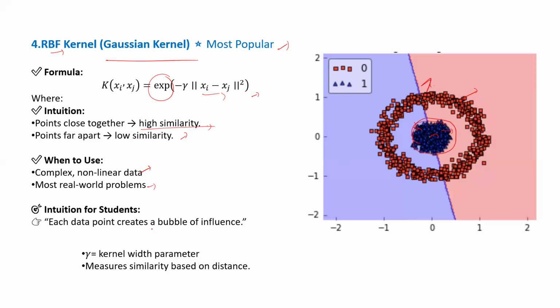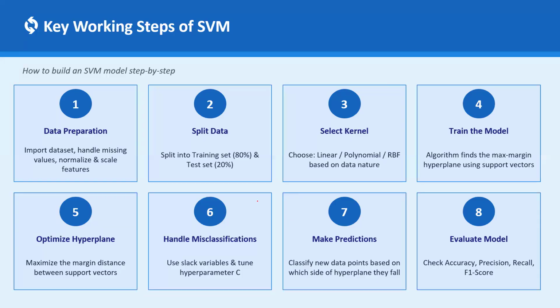And each data point creates a bubble of influence looking like this. The gamma is nothing but the kernel width parameter. So this width you can call the gamma. And it mostly works with the similarity, lower and higher. So this is the way the Gaussian separates the two classes in the Gaussian space. So this is how the nonlinear support vector machine works, using all the kernel tricks, by passing all the data points to the linear, polynomial or RBF kernel, right?